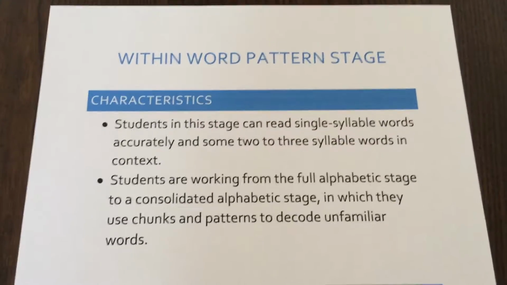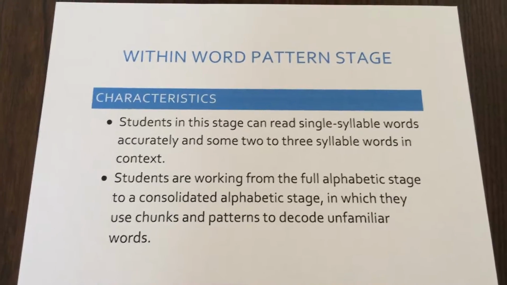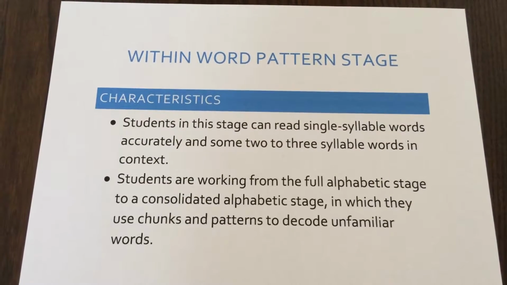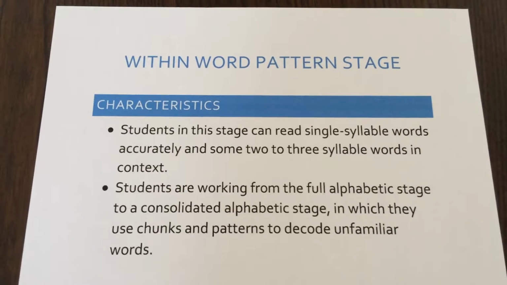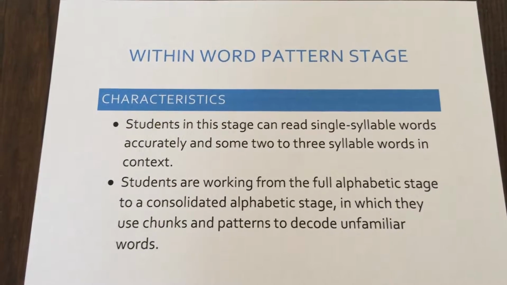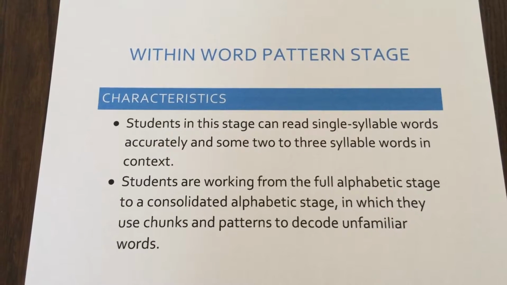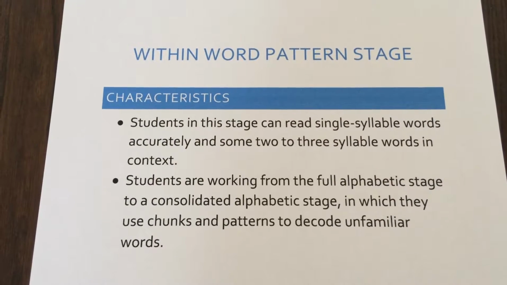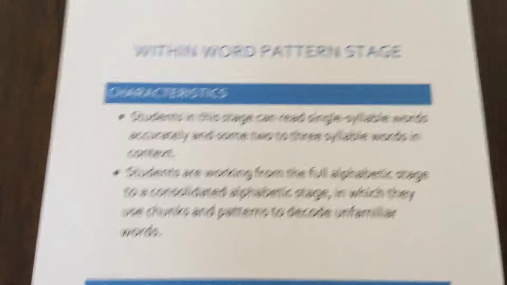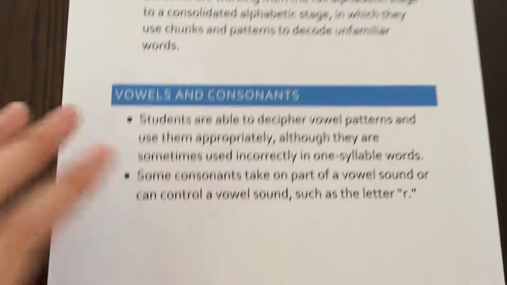A few characteristics of this stage are students can read single syllable words accurately and some 2 to 3 syllable words in context, and students are working from the full alphabetic stage to a consolidated alphabetic stage in which they use chunks and patterns to decode unfamiliar words. So they're moving away from sound by sound analyzing of these words.